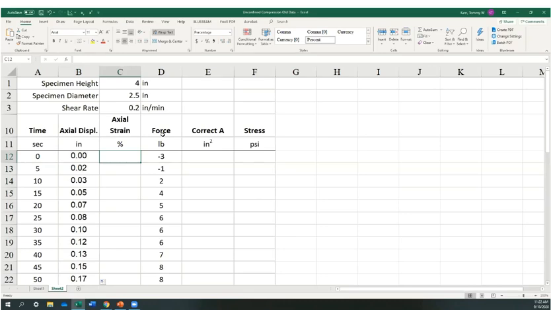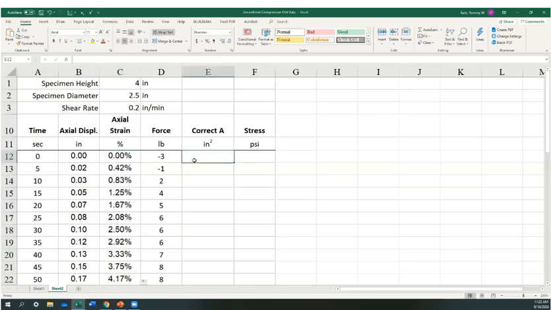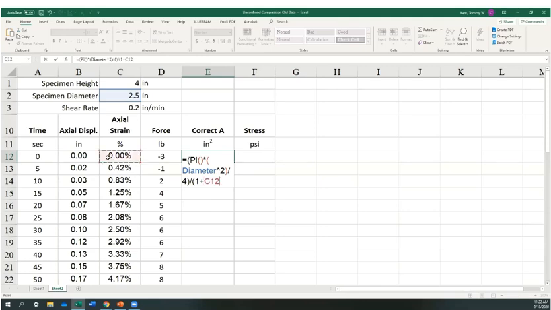The axial strain is the displacement divided by the initial height of the specimen. The corrected area is the initial area divided by 1 minus the axial strain.